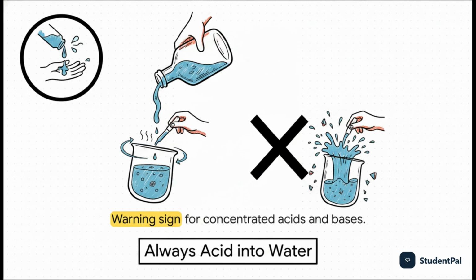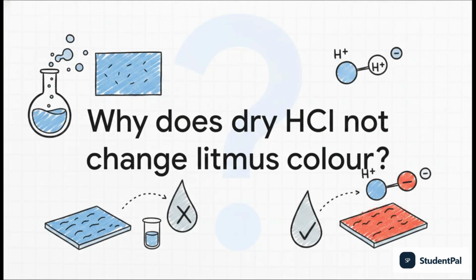If you do it the wrong way around and add water to a concentrated acid, the sudden, massive heat generated will cause the mixture to violently boil and splash out, causing severe acid burns. The glass beaker might literally shatter from the heat. Always acid into water. Here is another brilliant check your understanding question right from your text.